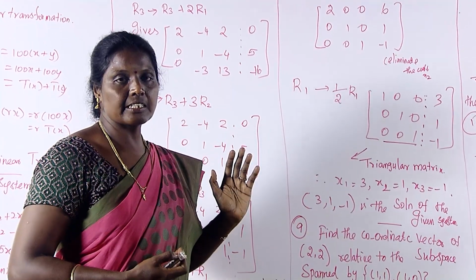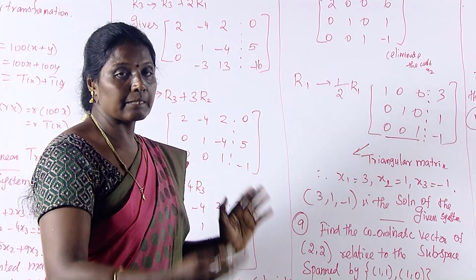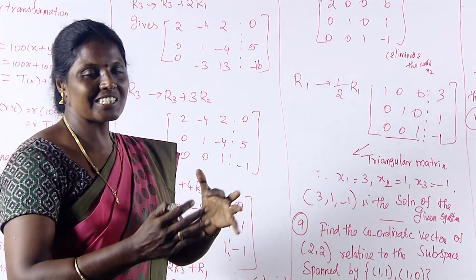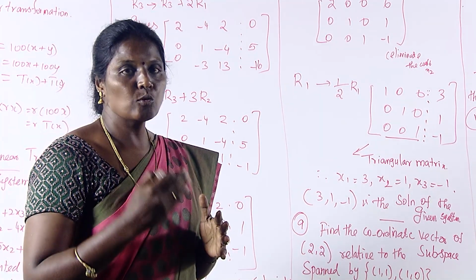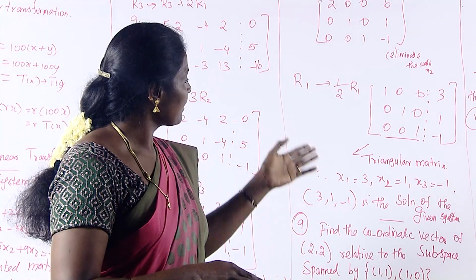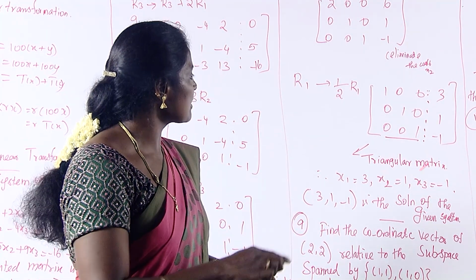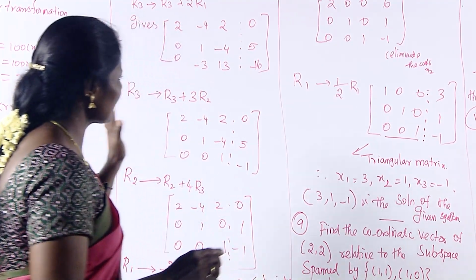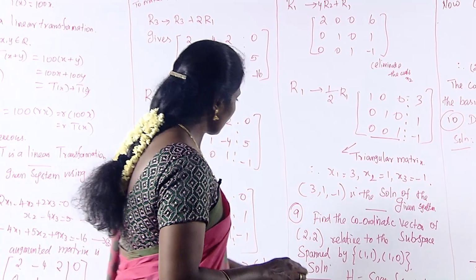What we have done here, first we wrote the augmented matrix, then we converted the augmented matrix into a triangular matrix by using row operations, that is row echelon form. Finally, we got a triangular matrix, the remaining entries are the solution of the system. So, we got the solution of this system.